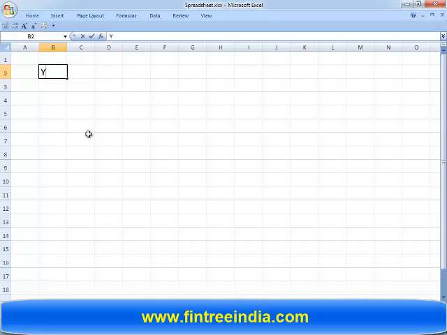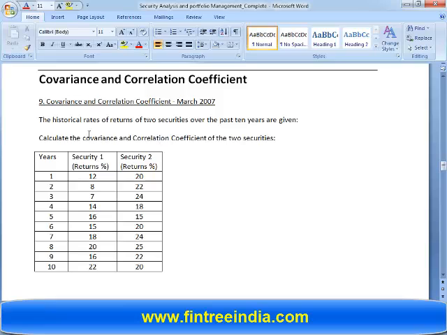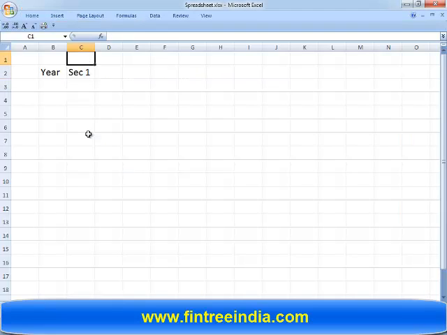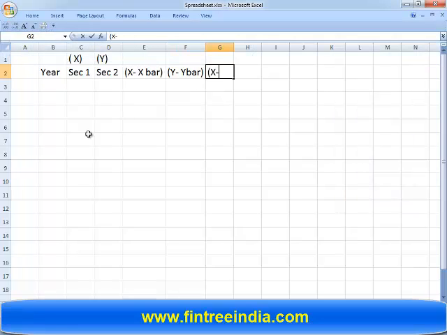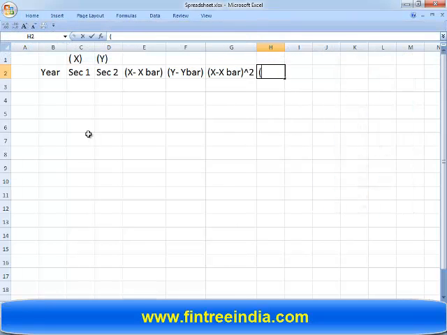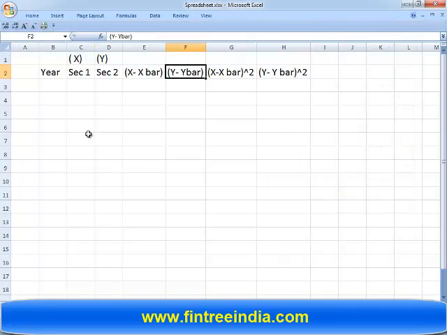We will say year here, then security 1, let's call this as X, security 2, let's call this as Y. Then this is where we will say x minus x bar, then y minus y bar, then x minus x bar square, y minus y bar square, x minus x bar, y minus y bar.